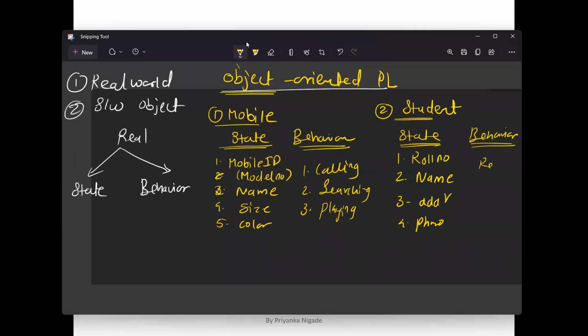Every student can read the data. Every student can write the data. Every student can talk. Every student can learn. Yes or no? So basically, what is this? This is a common behavior.